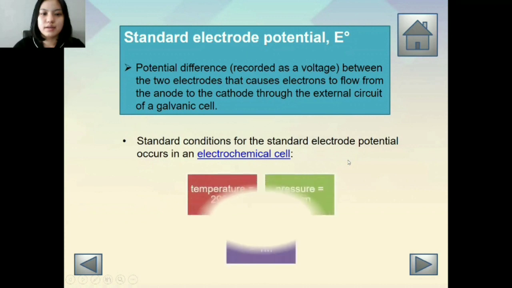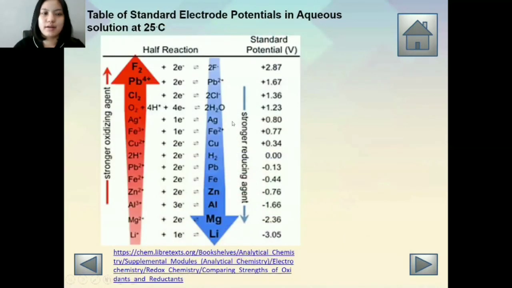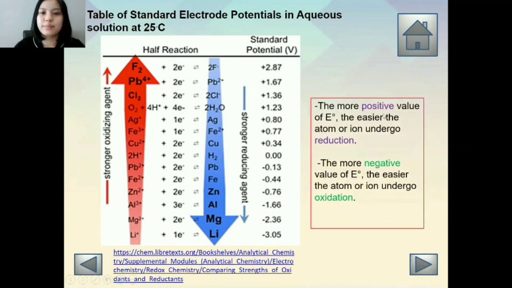At temperature 298 Kelvin, pressure 1 atm, and the concentration equals 1 molar. Okay, this is the table of standard electrode potentials in aqueous solutions. This shows the stronger oxidizing agents and this shows the stronger reducing agents. The more positive the value of E naught, the more easily the atom will undergo reduction. And the more negative the value of E naught, the more easily the atom undergoes oxidation.